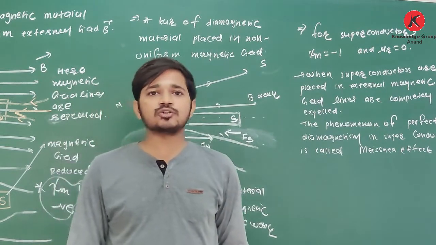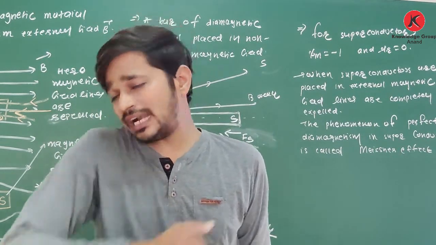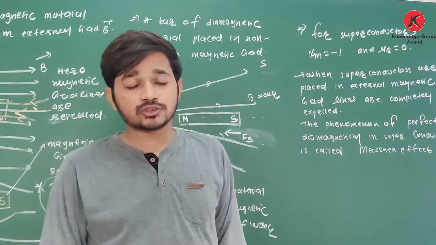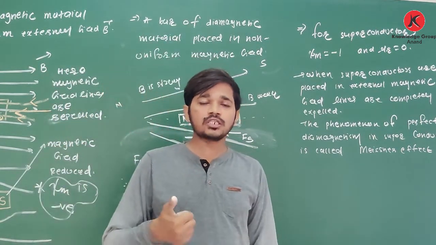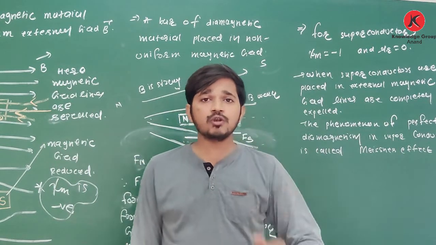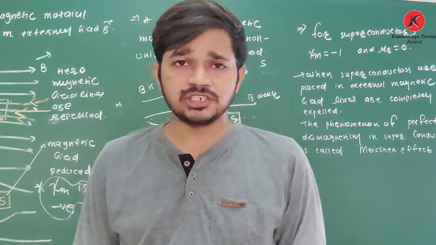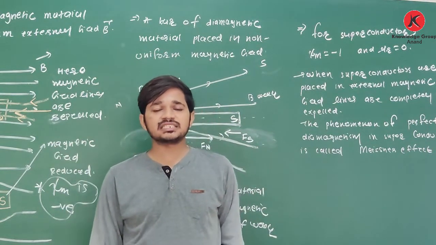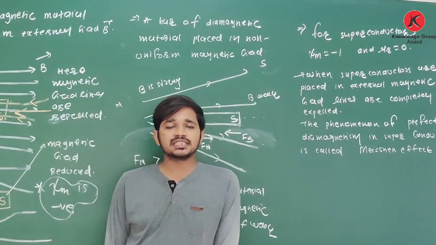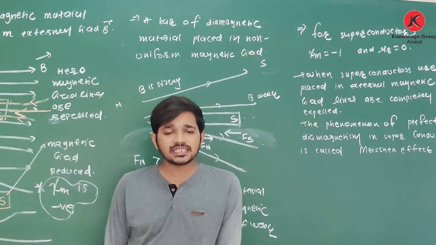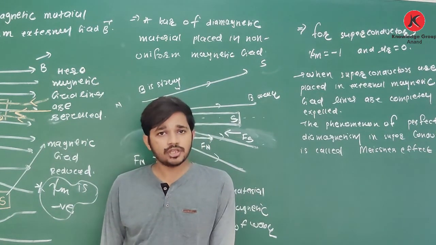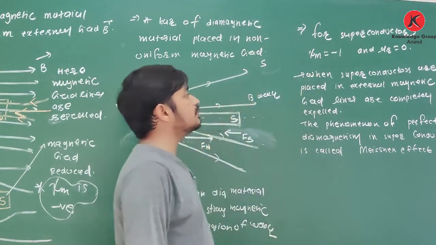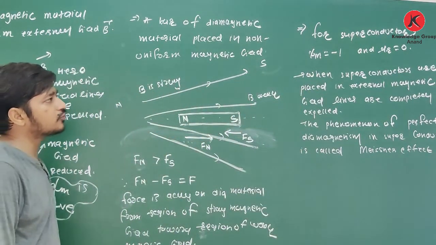Resistance zero means there is no power loss. So such conductors are called superconductors, and that particular temperature is called the critical temperature. If the temperature of the object is less than the critical temperature, its resistance is nearly zero, so no power loss. So yes, it is a superconductor. For superconductors, chi m is equal to -1 and mu r is equal to 0.